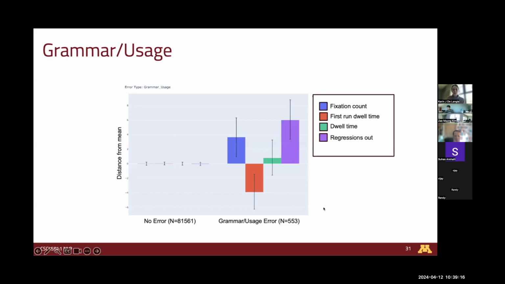But when we looked at these interest areas that are tagged with this grammar usage error, we find a similar pattern to a lot of these errors, where we're getting a lot of regressions out for these error interest areas. And we're also getting a slightly higher number of fixation counts. So people are just generally hanging out in these areas a little bit more with their mouse, even though it's not really corresponding to a higher overall dwell time.